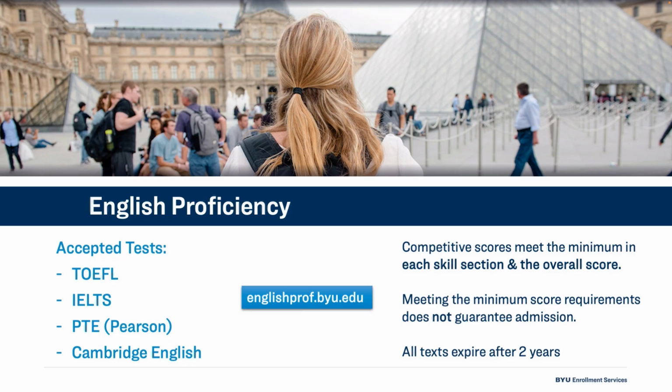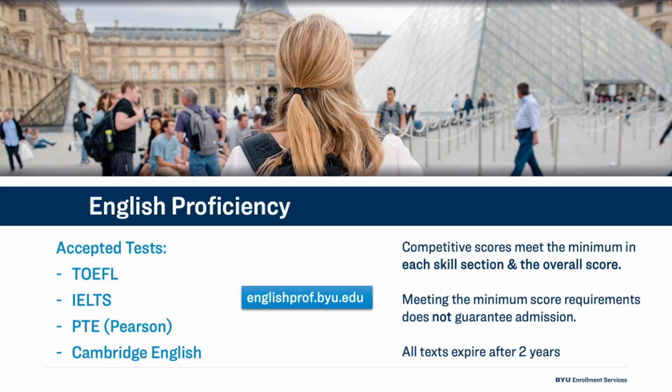We'd also like to point out that in order to present a competitive BYU application, your English proficiency score should meet the minimums as listed on our website. And this includes the minimums in each skill section as well as the overall score. So if your score falls below our minimum requirements, you're still welcome to submit your application with that test score, but just know that it's unlikely that you would be admitted. So we would encourage you to retest, build up your scores, test again, and submit a score that meets those minimums in order to present a more competitive BYU application.